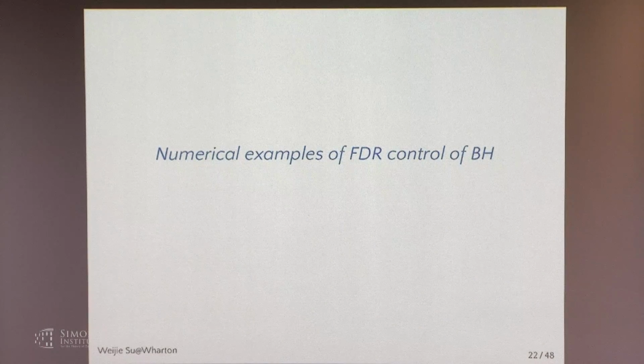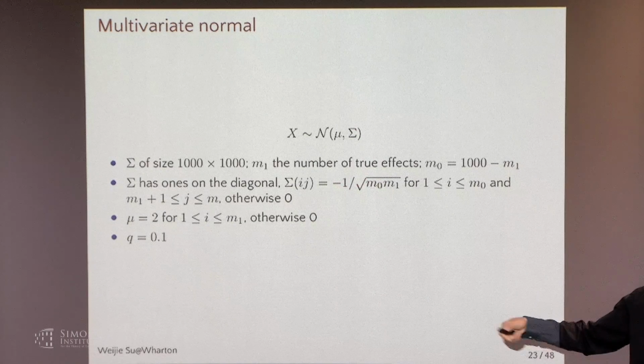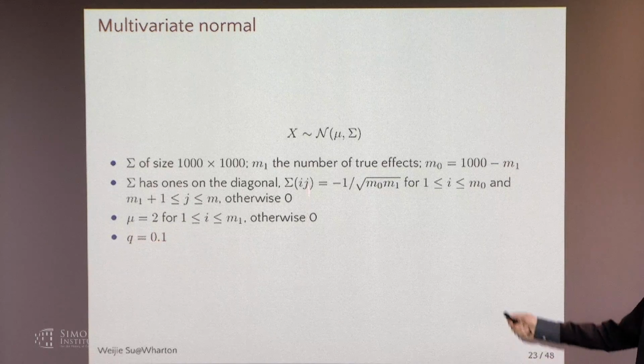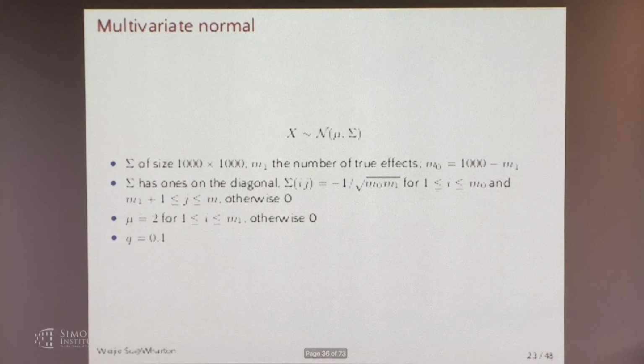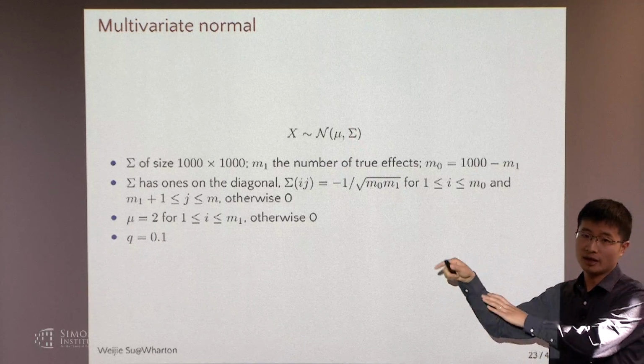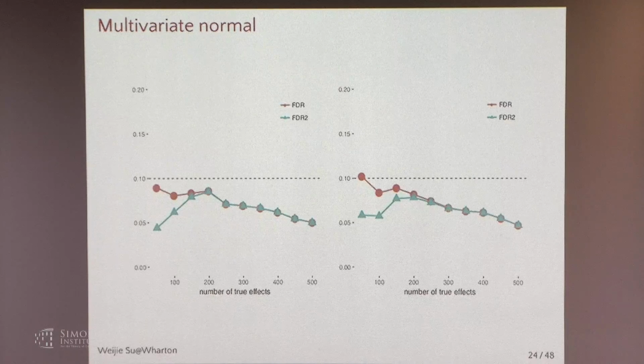So now let's do some simulations. Here is a Gaussian means problem, and we make the off-diagonal of the covariance matrix negative. Actually, this is the most negative it can be, otherwise it will not be positive definite. The nominal level is 10%. By the way, this does not satisfy PRDS, because PRDS requires that the off-diagonal of the covariance matrix be positive, and in principle it only applies to one-sided tests. So here, I think we do a two-sided test.